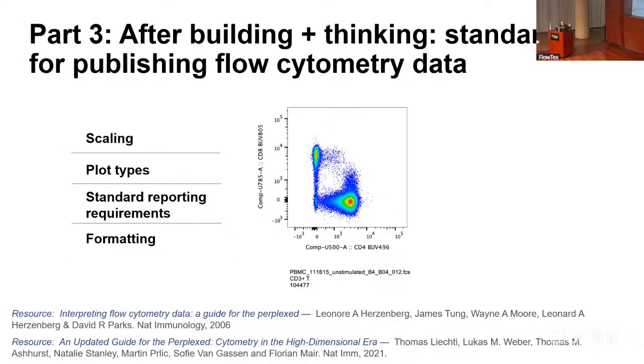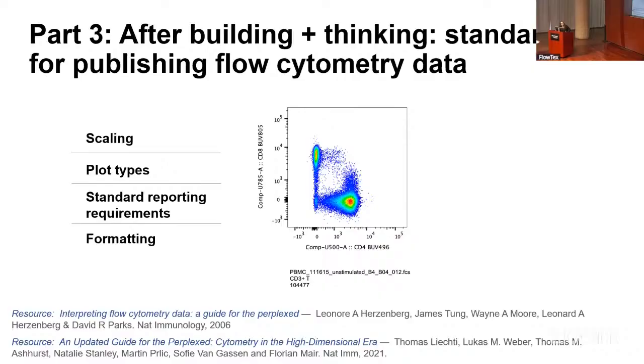All right, so third part out of 4. After building and thinking, you're now ready to publish your data. So there are standards for publishing flow cytometry data. Those are not standards that I have come up with. They're standards that the journals require of you. And then I have 2 resources here about standards at the bottom, the original guide for the perplexed in 2006 and an updated guide for the perplexed published in 2021.